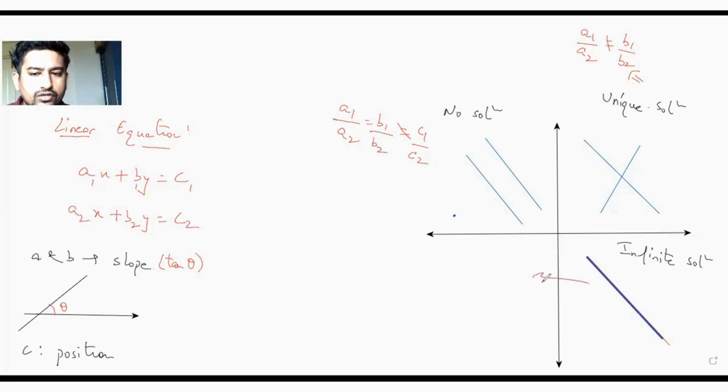And infinite solution now is easy. They are parallel, so a1 by a2 is equal to b1 by b2, and they are at the same position, so it is also equal to c1 by c2. So these are the conditions, vice versa. Now you know it. Don't need to mug it up. Just understand where it comes from, and you'll remember it for a lifetime.